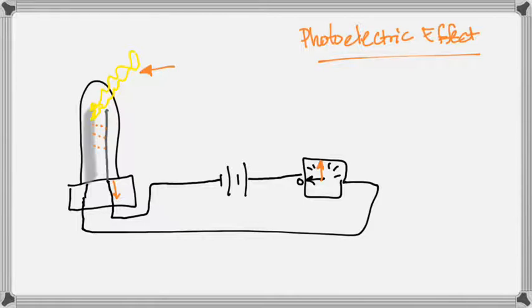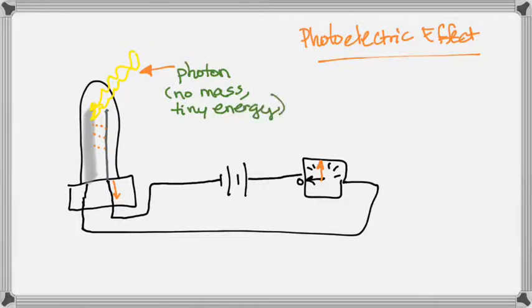Well, light's not considered matter. Light does not have mass. But what light does have is a photon. And we'll give you the definition of a photon. It is a particle of electromagnetic radiation that has zero mass, but it carries a quantum of energy. No mass, but it does have a tiny amount of energy that is associated with it within the light. And that energy is enough to knock electrons loose.